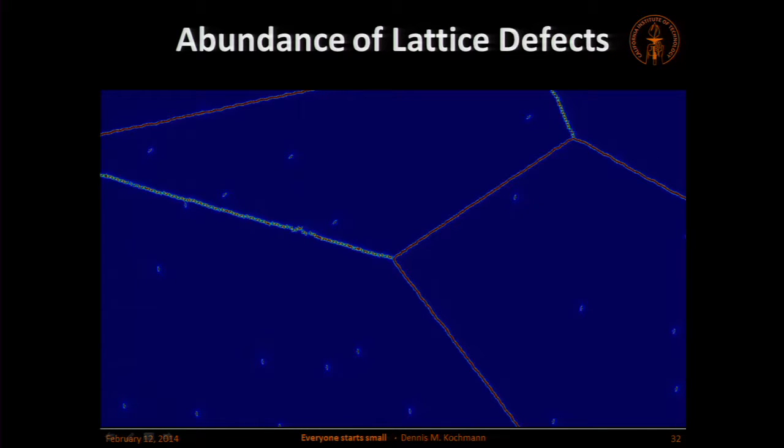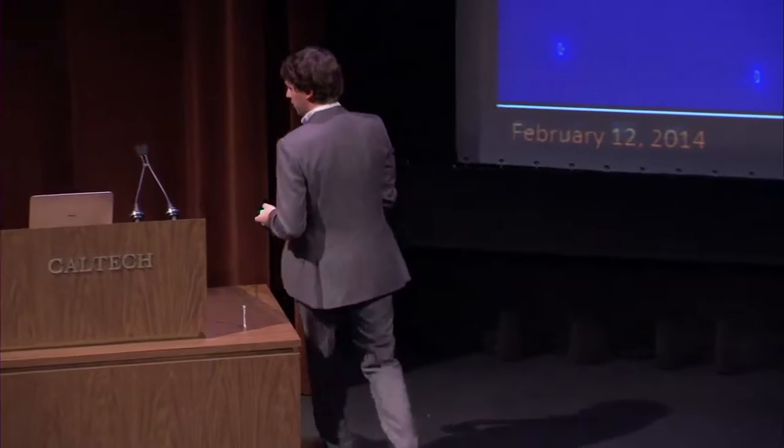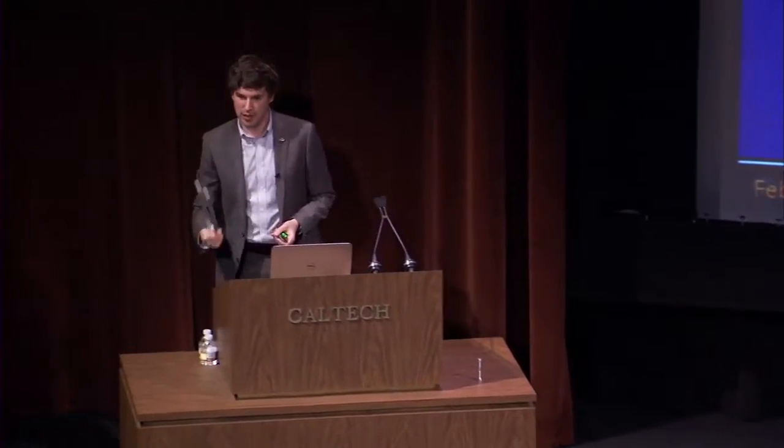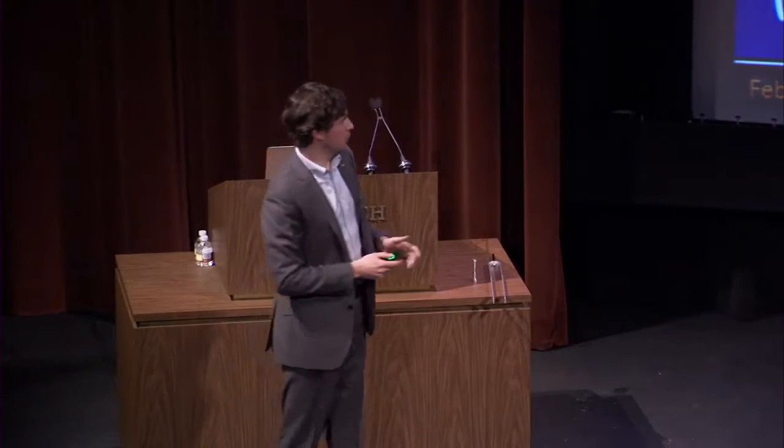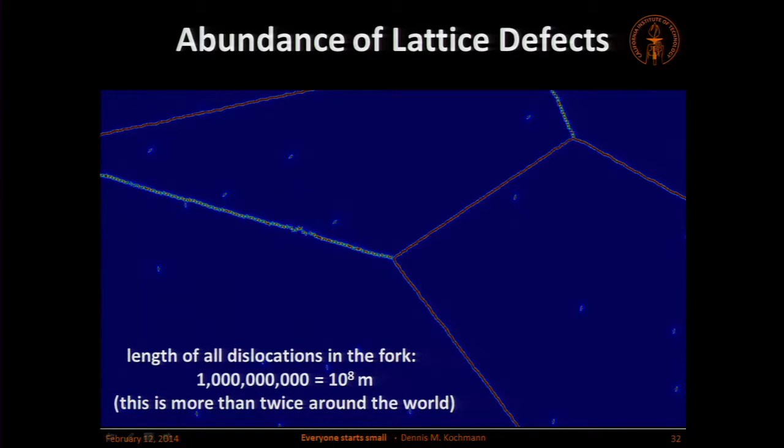We have many of these defects. And just to give you an idea of how many of these we have, if we take this tuning fork here, if I took all the extra planes of atoms, which are not supposed to be there, and I line them up, what is the length that I would get? If you do a rough calculation, what we're getting is a length that is 10 to the 8 meters. That's a 10 with 8 zeros, meaning more than twice around the equator.